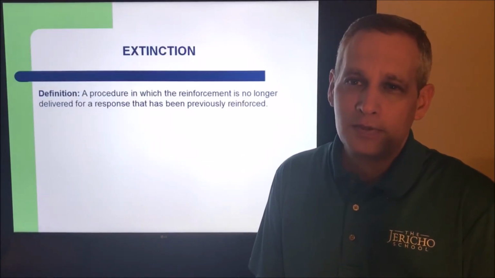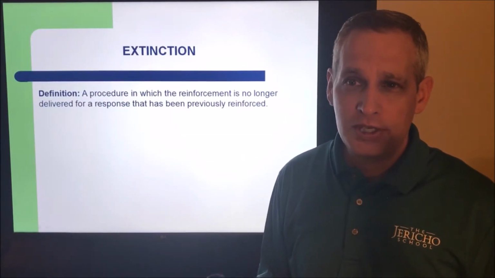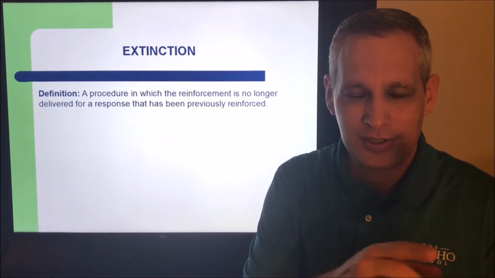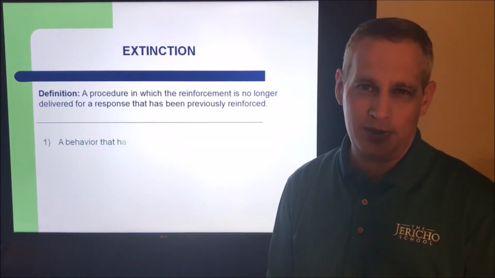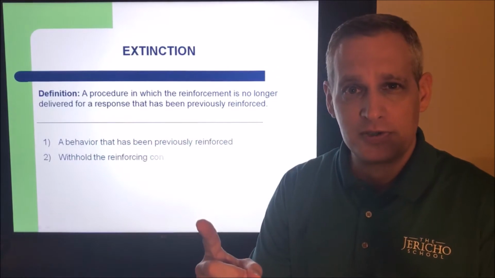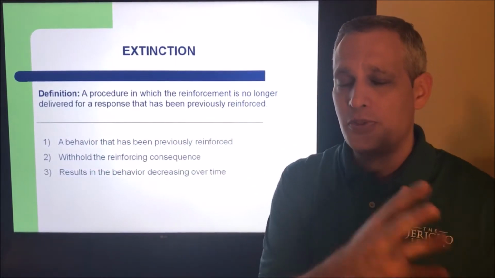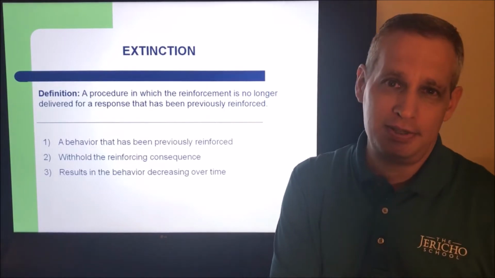So extinction, well, the definition of extinction is a procedure in which the reinforcement is no longer delivered for a response that has been previously reinforced. So what does that mean? Basically, that means this, that we have three things. One, we have a behavior that's been previously reinforced. Two, we withhold that reinforcing consequence. And three, the result is the behavior will decrease over time.